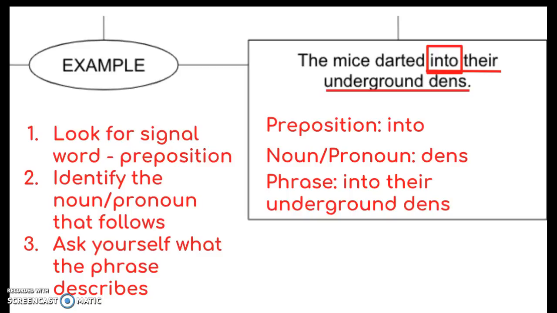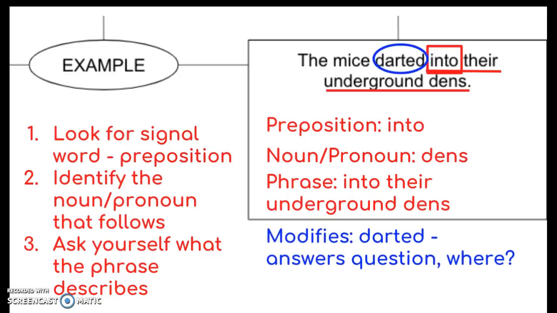So notice here that their and underground are functioning to describe the dens. So they are adjectives as well. So then what does into their underground dens modify? It modifies the word darted, and it answers the question where. Where did the mice dart? Into their underground dens.